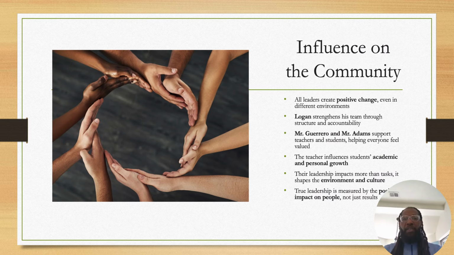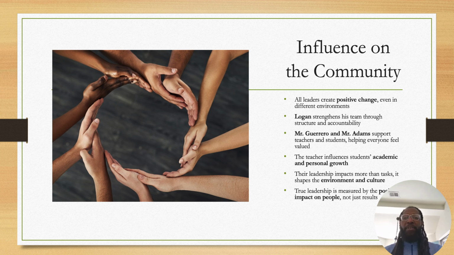All of these leaders also have a strong influence on the people and communities around them. Even though they work in different environments, they all create positive change through how they lead. Logan influences his team by building structure and accountability, which helps his team perform at a high level.